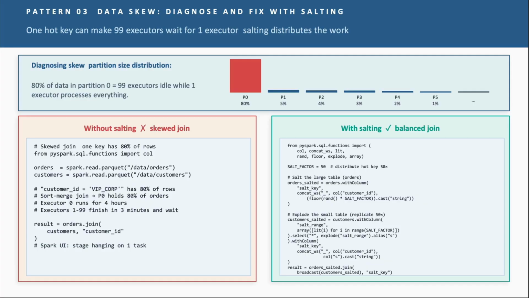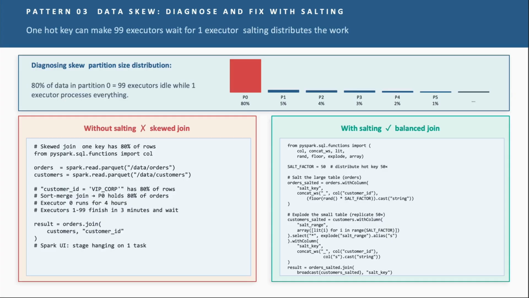So what is salting? If you look at the left panel, the skew join without salting, the whole key here is VIP Corp, which has 18% of the orders. The join on customer ID routes all of those to one partition. In the right panel, the salted join, we pick a salt factor, here 15. We add a random suffix to the join key in the large table: VIP Corp 0, VIP Corp 1, VIP Corp 2, etc. Now the 18% that was in one partition is spread across 15 partitions.